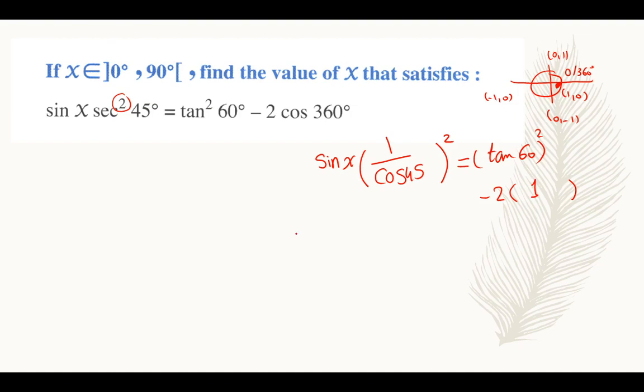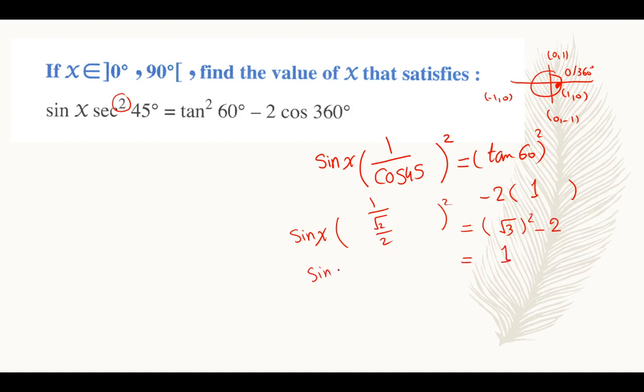Now, by using your calculator, sine x multiplied by 1 over cosine 45, and cosine 45 equals root 2 over 2. So it will be 1 over root 2 over 2, all squared, equals tan 60. By using your calculator, tan 60 equals root 3. So write root 3 all to the power of 2 minus 2 multiplied by 1. Root 3 squared equals 3, 3 minus 2 equals 1.